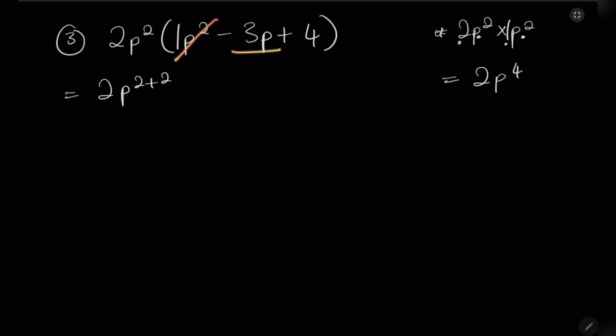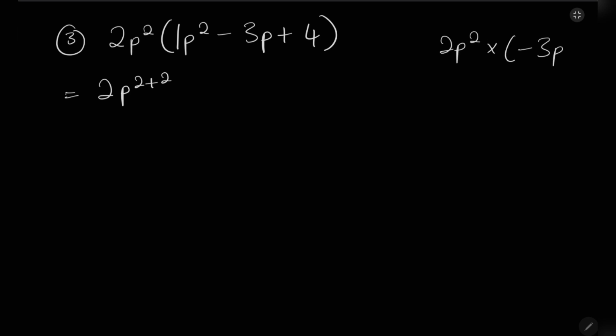Let's move to the negative 3p. We have 2 times negative 3. Let's show this on the side. 2p squared times negative 3p. Okay. How do we solve this? You have to start with our values or the coefficients. You have 2 times negative 3. That should give you negative 6. Then p squared times p. It's p to the power 3.